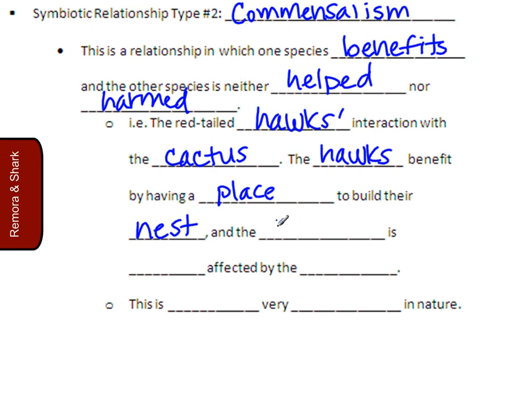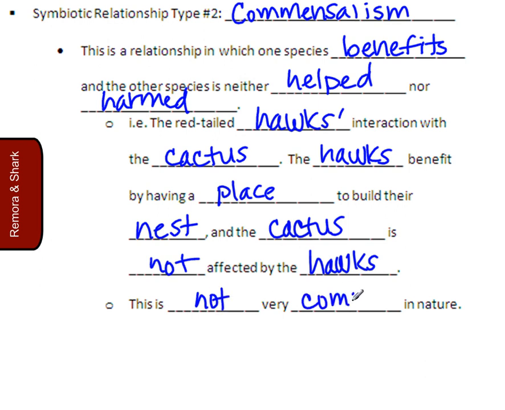And the cactus is not affected by the hawks. It doesn't matter to the cactus if it's there or not. It's not harming it, it's not helping it, but the hawks benefit because it has a place to build its nest. But commensalism is not very common in nature. So it's hard to see examples of this because it's not very common, but you do need to know about it because it does occur, just not as much as mutualism or the third type of symbiotic relationship, which is parasitism.